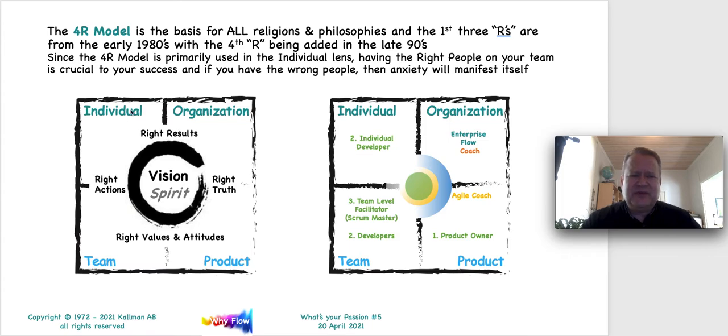As I mentioned, it's used primarily in the individual lens, but it's used in the other four lenses as well. And since right people is part of the flow formula and the flow friction analysis, then it's important to be able to read people. And to do that, I use this in reverse as a root cause analysis tool. You look at the results and the actions, and that will help you understand your team members' values and attitudes, and potentially even what truth from which they're operating. It's not a perfect model, but it's good enough. And I've used this for 26 years, and it works.